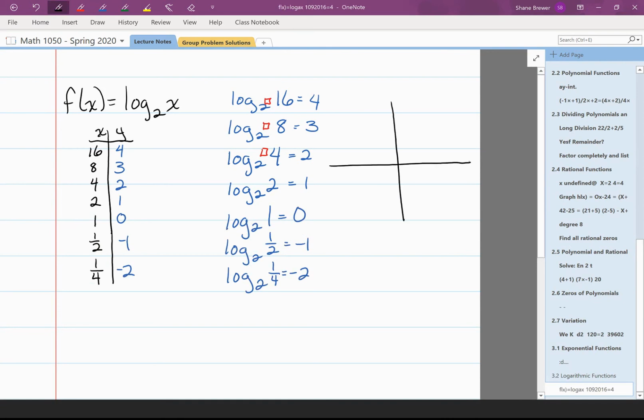Now I'm not going to graph 16, 4. I'll graph 8: 1, 2, 3, 4, 5, 6, 7, 8. The point (8, 3). (4, 2). (2, 1). (1, 0). (1/2, -1). (1/4, -2). Here is the graph of the log function. Bam. That's log base 2. So it turns out that if I wanted to graph log base 3, here's what I know.